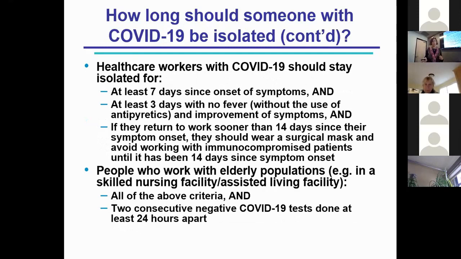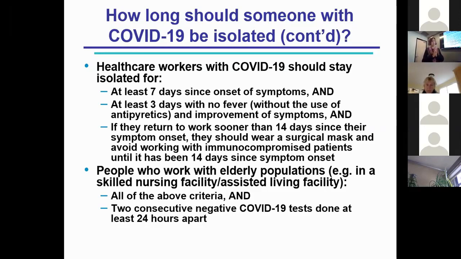Then there are particular rules for healthcare workers and people who work with elderly populations or other vulnerable populations. And these are all written down. As far as I know, they're on the Sonoma County website. Right, Dr. Mace? Yes. So these are all on the website, you don't have to try to remember this. There is somewhere you can refer.